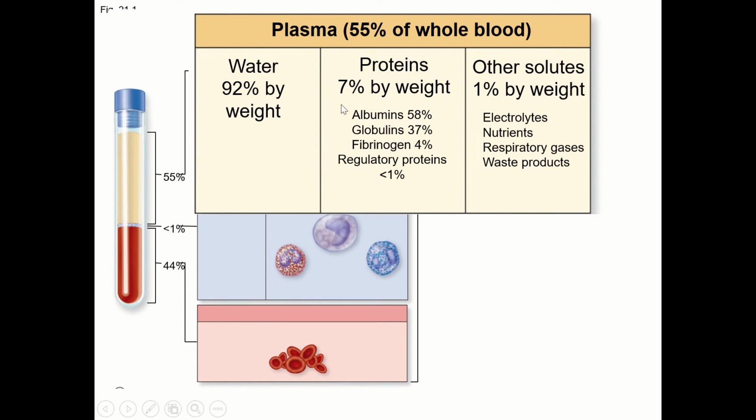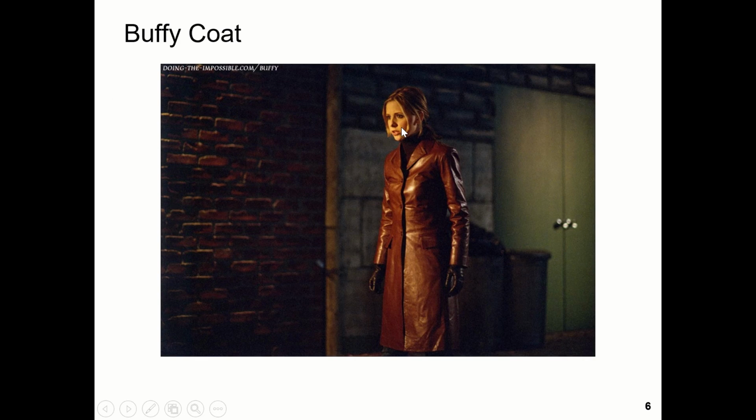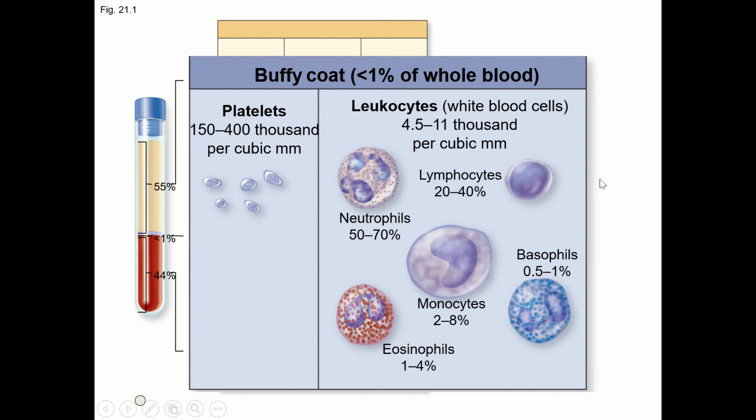Also in the blood plasma are antibodies, which are signaling proteins used by our immune system. We're going to come back to those in another chapter, but just know that that's part of the proteins in the blood plasma. The next layer is called the Buffy Coat. Get it? It's your defender, like Buffy. Okay. The Buffy Coat, it's a very small portion of the volume of the blood, but it's very, very important.